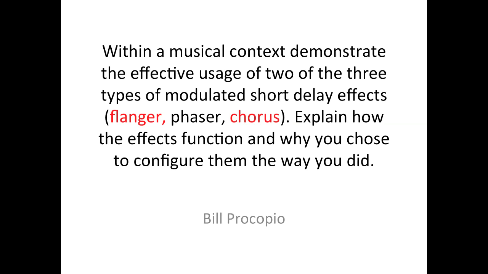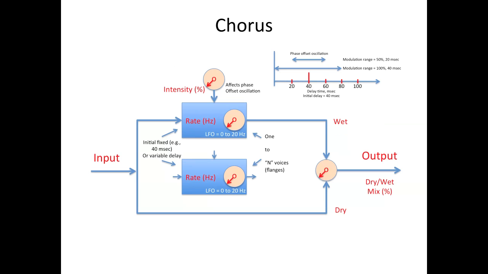I'm going to demonstrate the use of two of the three types of modulated short delay effects, which is flanger and chorus. And then I'm going to explain how the functions work and why I chose to configure them the way I did. The chorus effect is used to enrich, sometimes stated as thickened, or make wide the incoming signal and create the impression that multiple instruments or voices are being played in unison.